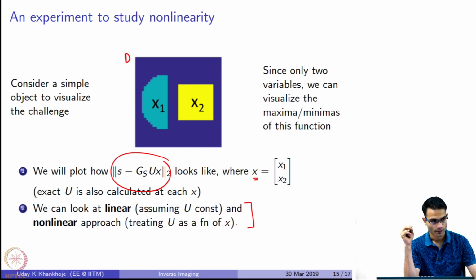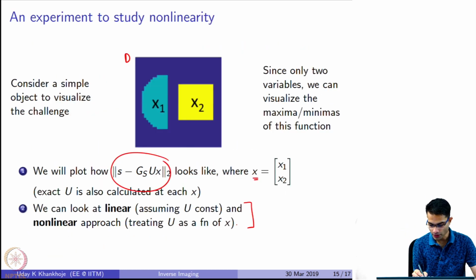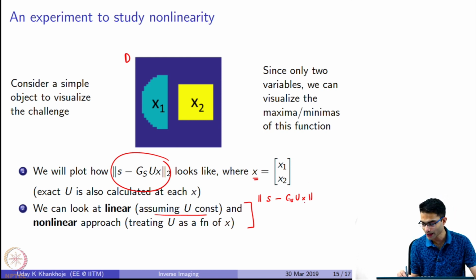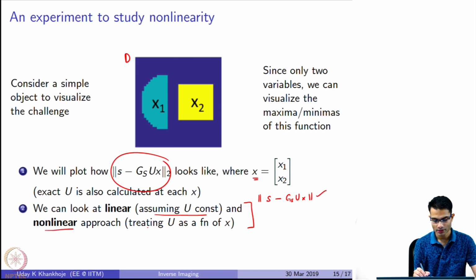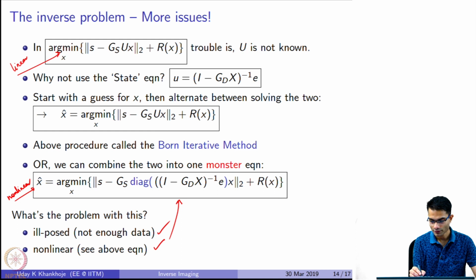So, I am saying assuming u is constant, that means I am taking the gradient of s minus gs ux. That means u is constant. So, when I take the gradient, only the x dependent terms remain. And non-linear means over here, u is a function of x.